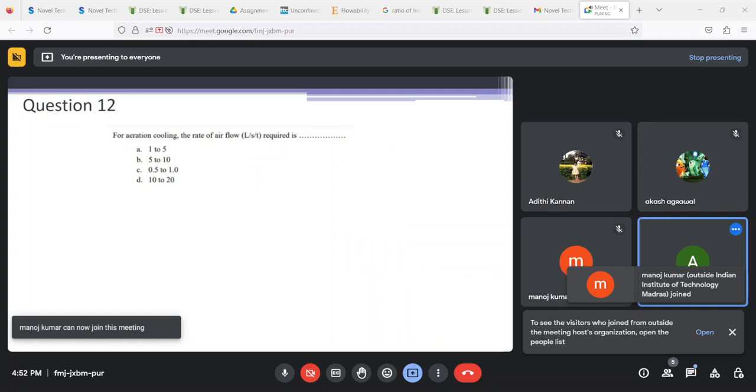So moving to question 12. For aeration cooling, the rate of air flow inside the bin required is: A, 1 to 5 liters per second; B, 5 to 10; C, 0.5 to 1; and D, 10 to 20. So which is the flow rate that is optimum for aeration-based cooling?